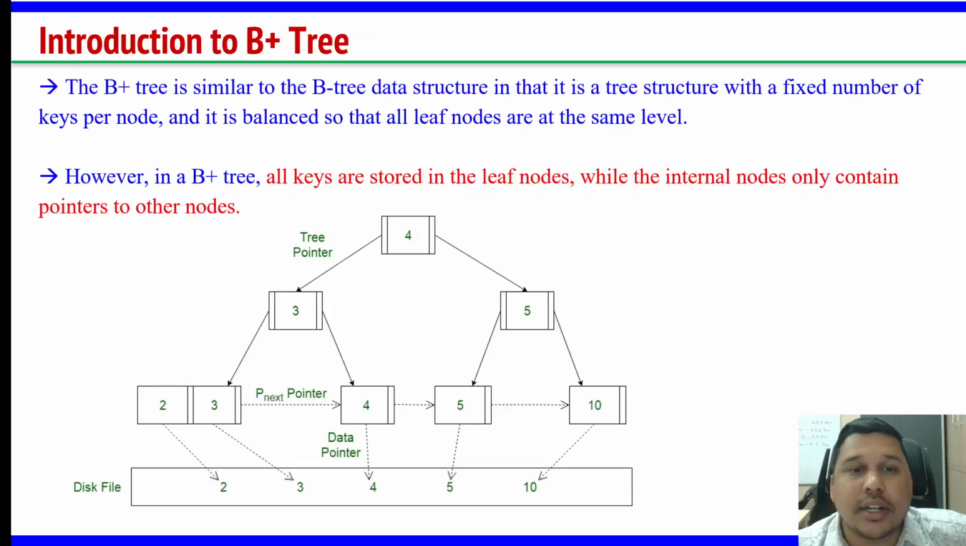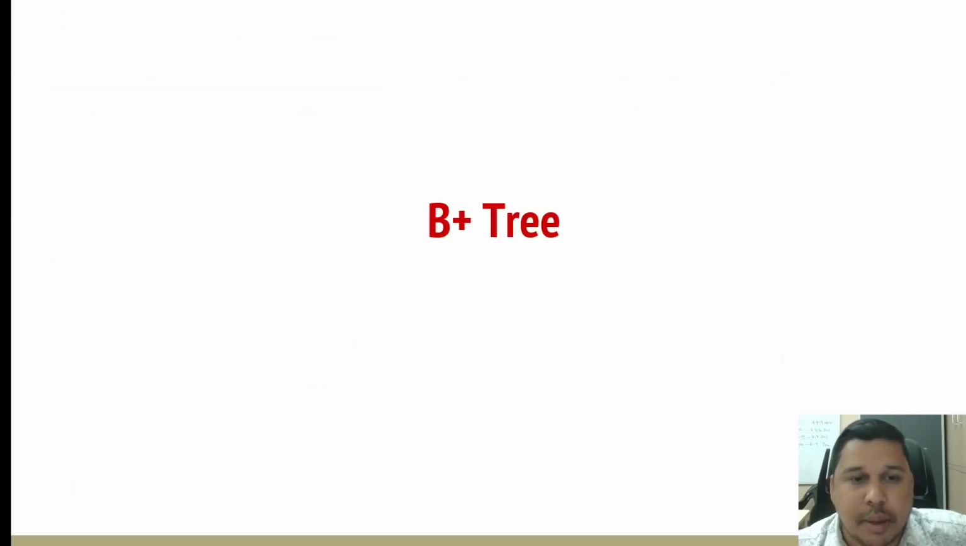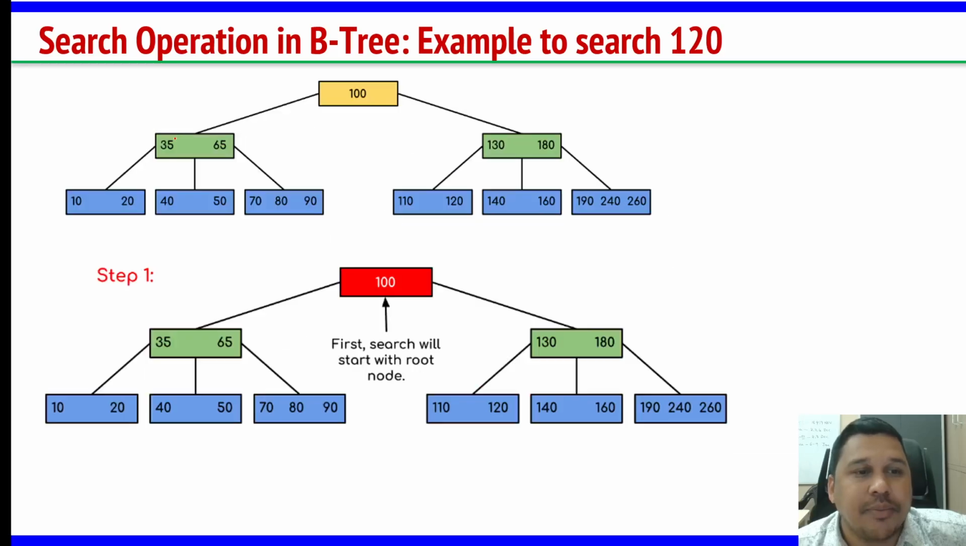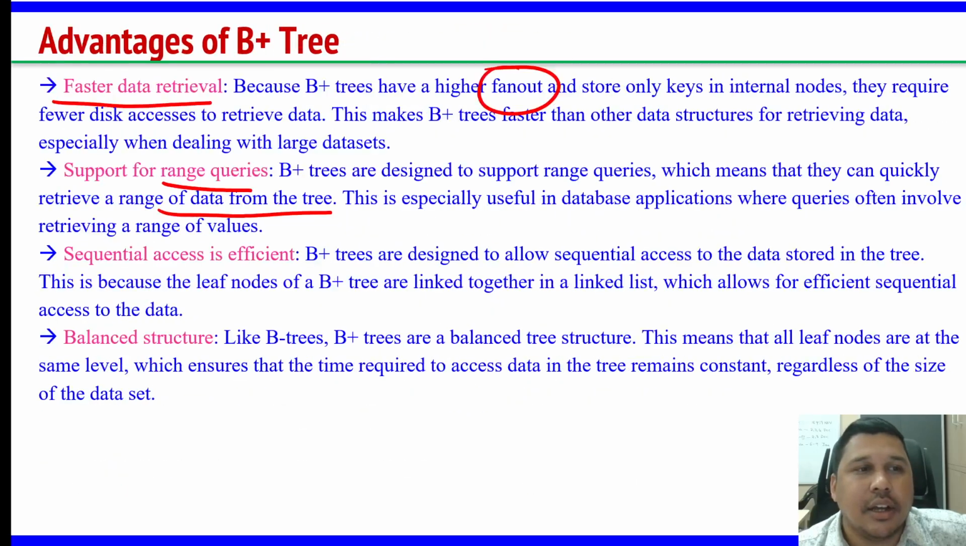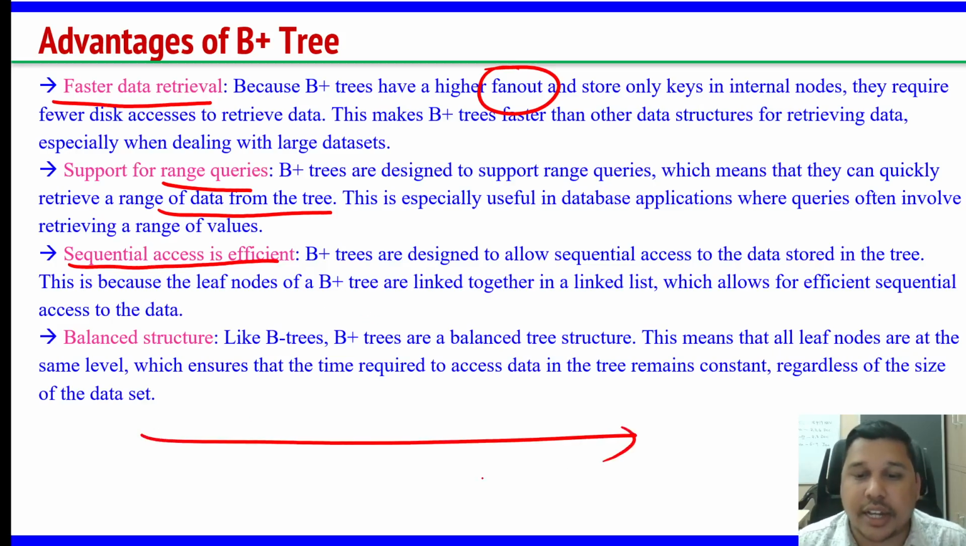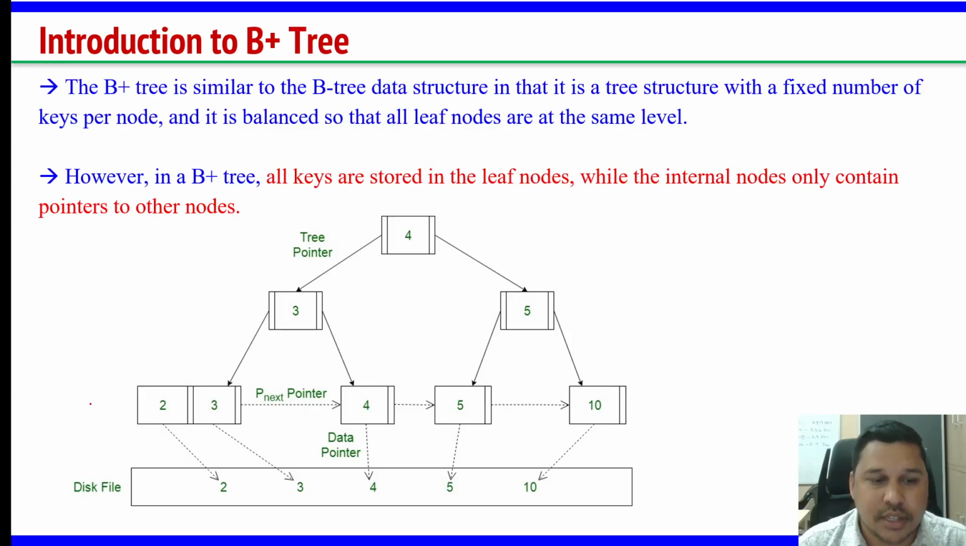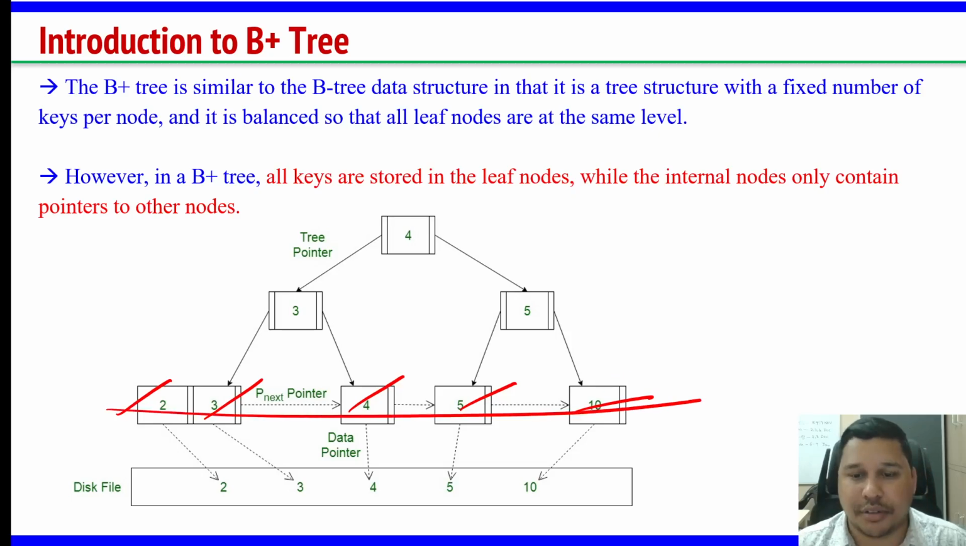If I take this example again, assume there are no values here. If you want to get a range of values, you can easily get them, because already we have arranged them in sorted order, right. That is also very easy in B plus tree. Sequential access is efficient. Why? Elements are in increasing order. See here, 2, then 3, then 4, then 5, and every element is in sequential, increasing order.